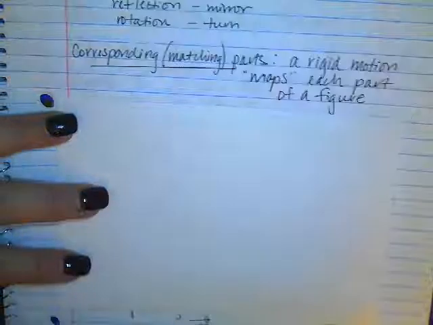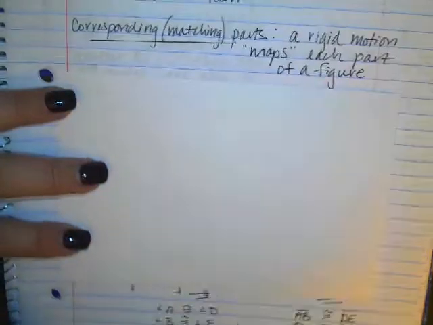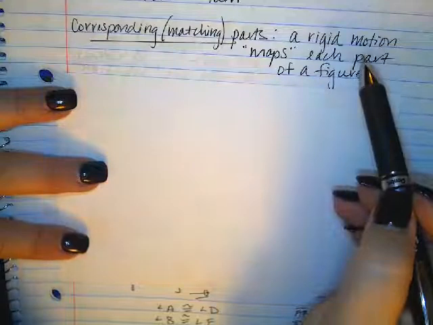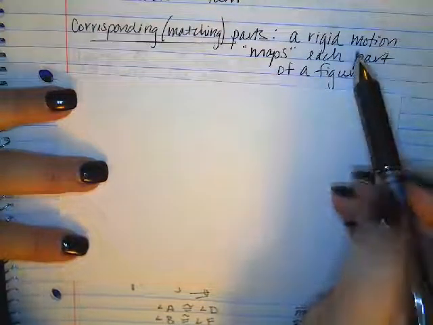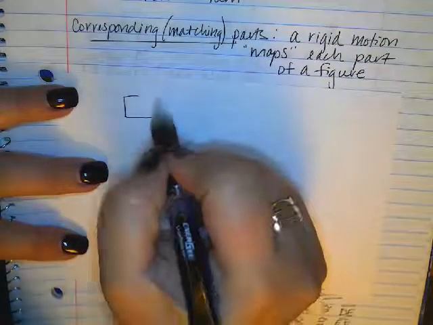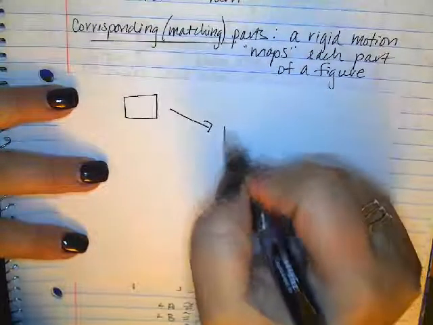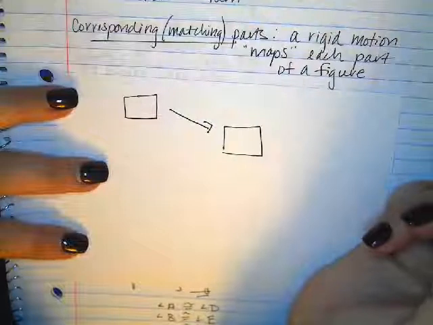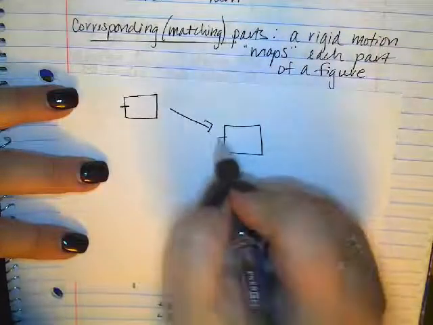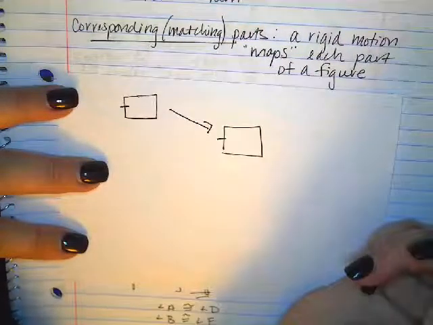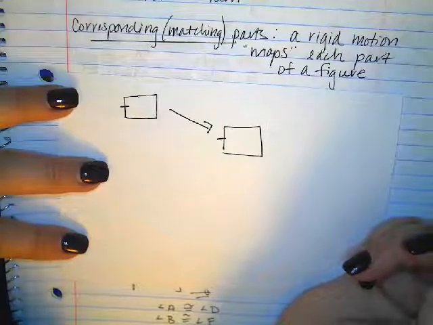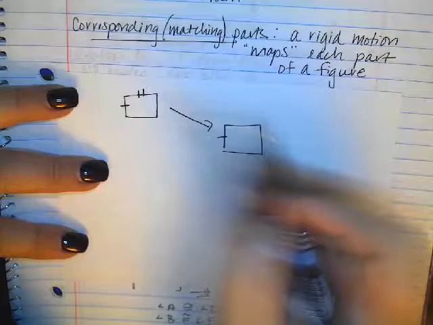The other piece is corresponding parts, which is just talking about the parts that match. What happens in a rigid motion is that it maps each part of a figure. For instance, if I had a shape and I chose to slide or translate it, that shape is going to stay exactly the same. This piece over here is still going to be the same as this piece over here. It didn't morph into something else. It kept the same piece.